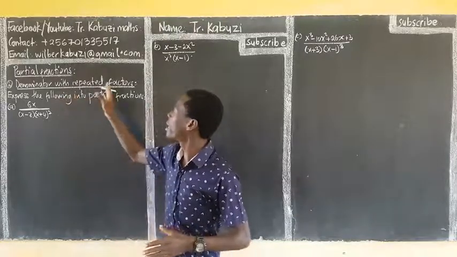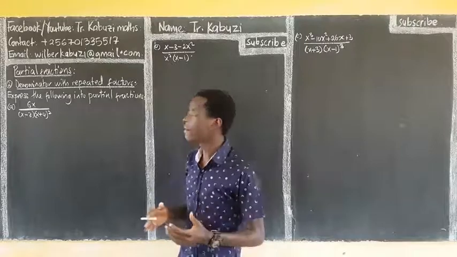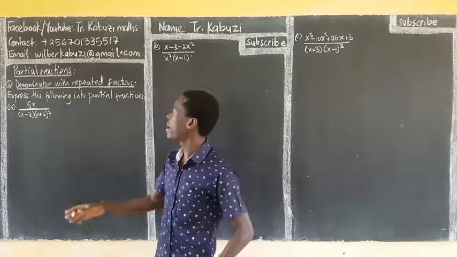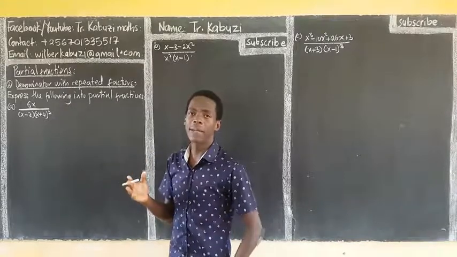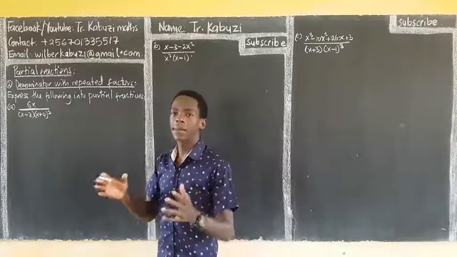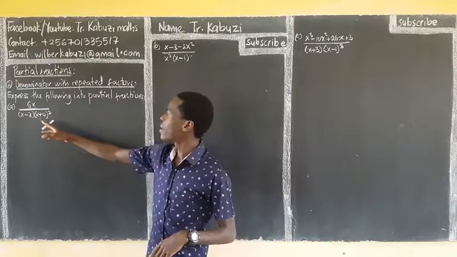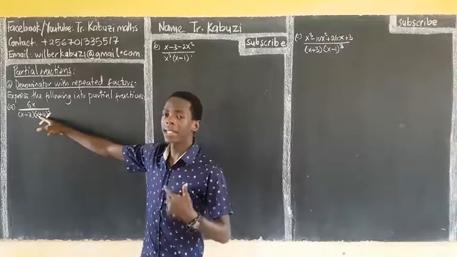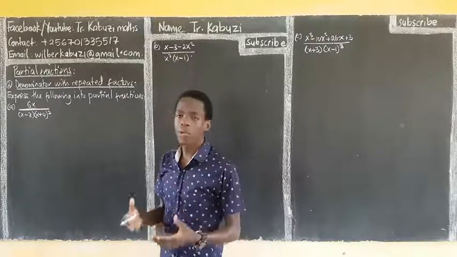Now, denominators with repeated factors. Repeated means something is repeating itself, or we have the same factors. So this one, (x plus 4) power 2, is the same as (x plus 4)(x plus 4). Now, don't treat that one as just linear. The factor is linear, but it is repeating 2 times. So how do we handle them?